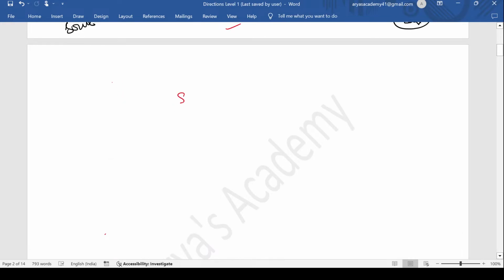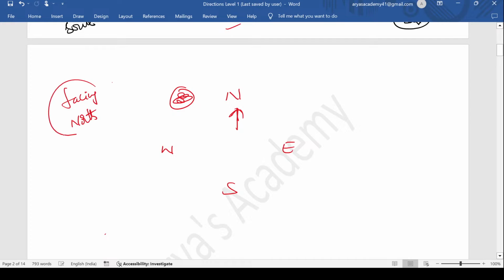Let us assume that this is south, sorry, this is north. Now let us assume that I am facing north, in this direction. I hope by now you have an idea of what facing north means. I am looking at north. My face is towards north and my back is towards south. So I'm facing this way. If I move left, I'll go this side. If I move right, I'll go this side.